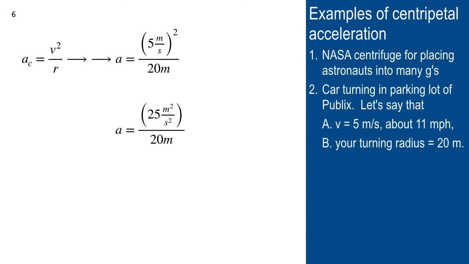So the numerator is 25 meters squared per second squared. You cancel meters in the denominator and one unit of meters in the numerator. So you're left with one unit of meters uncanceled in the numerator and then per second squared. All right, so meters per second squared is an acceleration. So we're looking good here.